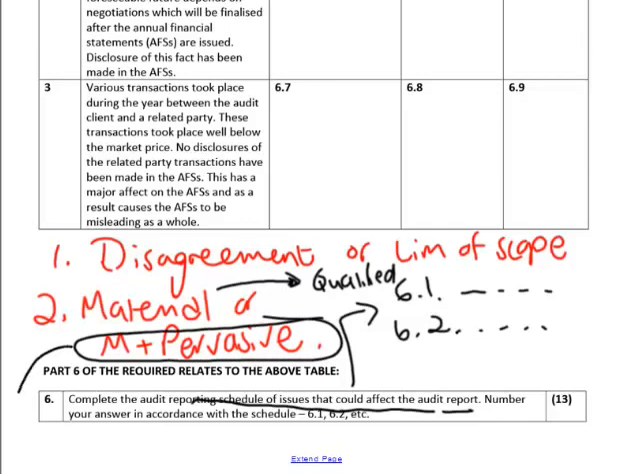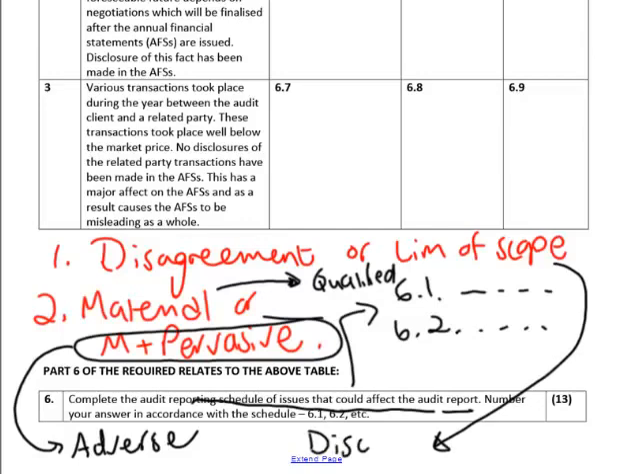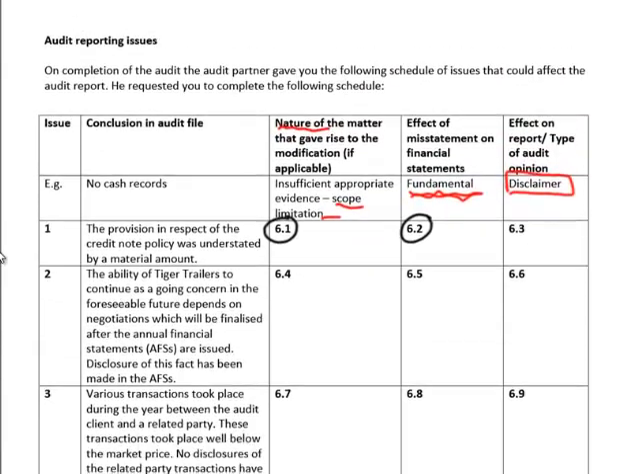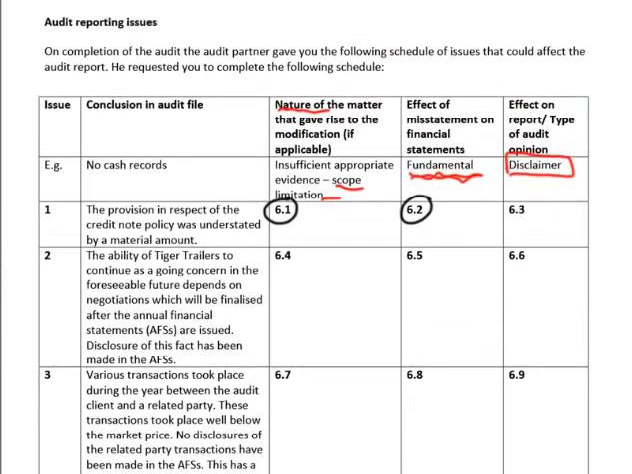So if it's a disagreement that's material and pervasive, you would go adverse. Or if it's a limitation and it's material and pervasive, it would be a disclaimer. So when we're answering our questions about this, just bear that in mind. What I always used to do for myself was put these little points down so that when I'm filling in the blanks, I can follow my little decision tree and it would lead me to the correct answer. Don't just try and thumb suck it each time, because it's going to really confuse you. Put a little structure down for yourself, follow your decision tree, and you shouldn't go wrong.